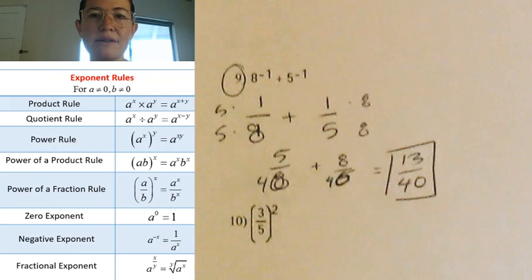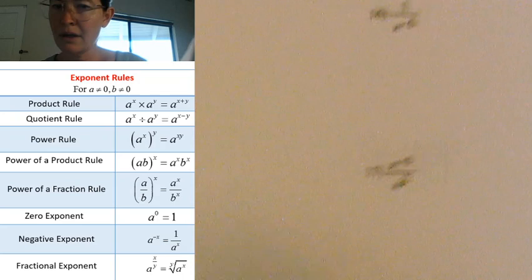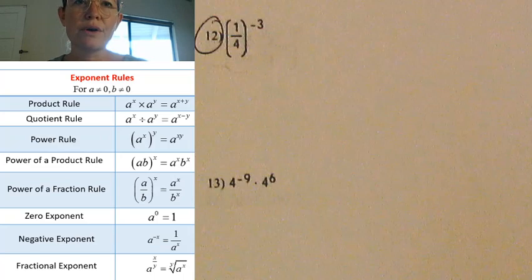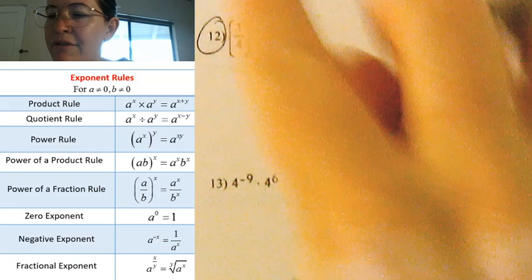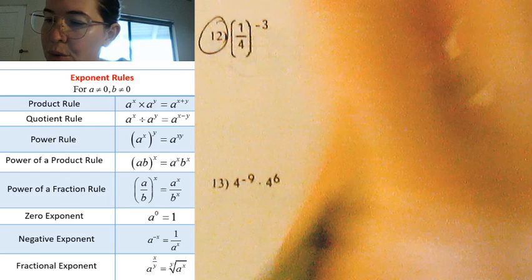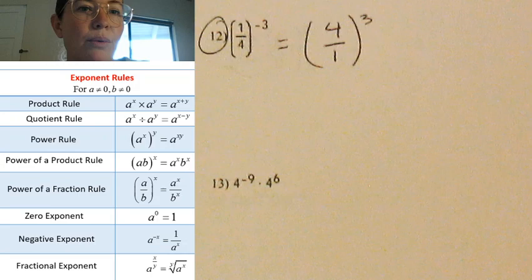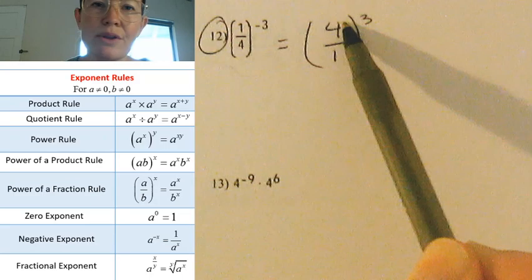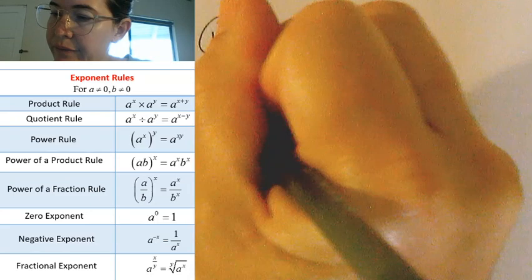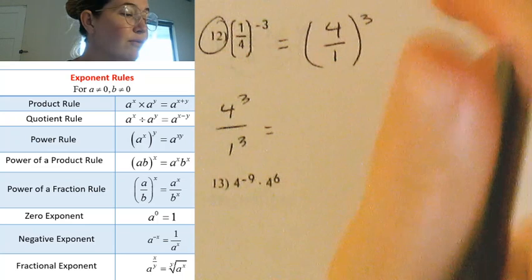All right, next up, number 12. So number 12, this is a fraction raised to a negative power. So this is like a fun little trick. Whenever you have a fraction raised to a negative exponent, just like a boop, like a little switch, you can flip that fraction, and now your exponent is positive. And then we've got our little quotient rule. I don't really like the way the quotient rule is written out here, but anyway, that 3 applies to both the numerator and the denominator. So that is 4 to the third power over 1 to the third power. So that is 4 times 4 times 4, which is 64.